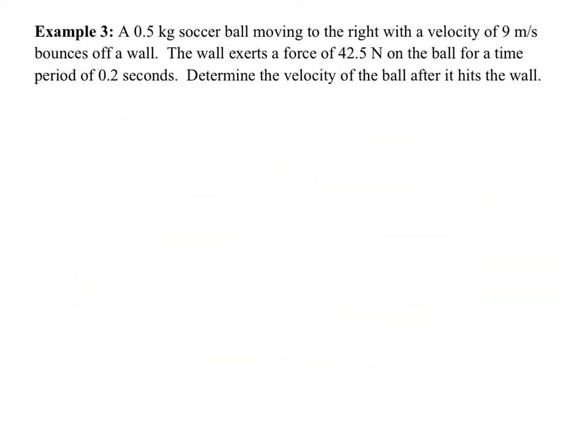All right, so example 3 says a half a kilogram soccer ball is moving to the right with a given velocity. It hits a wall and it bounces off. Yeah, half a kilogram, that's like a pound or so. It's about the weight of a soccer ball. It rebounds, and the wall exerts a force of 42.5 newtons on the ball for a time period of contact of 0.2 seconds. Find the velocity of the ball after it hits the wall.